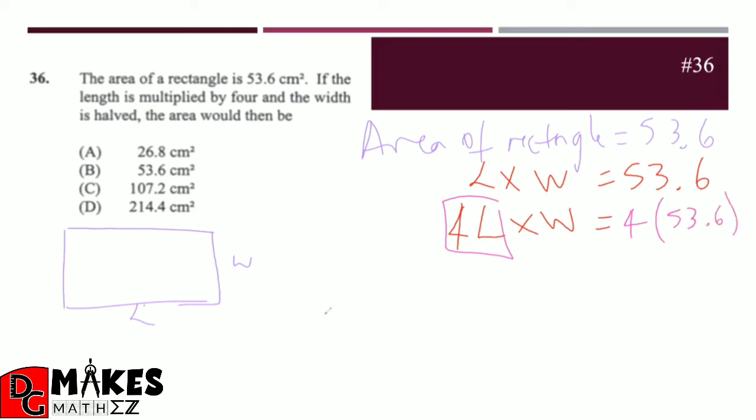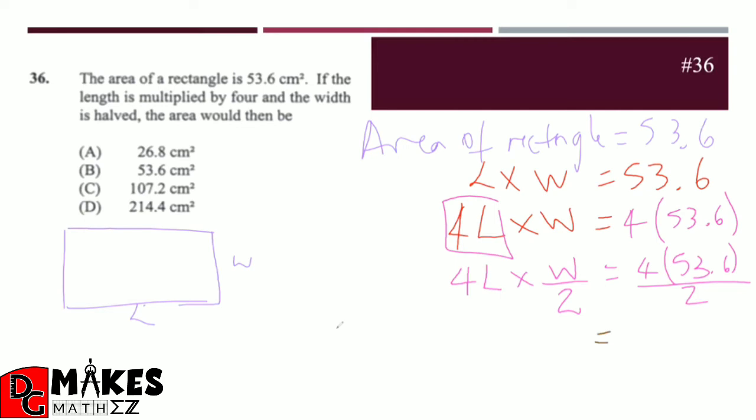Simple. But now it says the width is halved. So the original length multiplied by 4 now, the width now, I divide by 2. It is now halved, which means my answer as well is going to be affected. My answer is now going to also be halved, divide by 2. Now, if I multiply by 4 and I divide by 2, I can just go ahead and work this out now. 4 times 53.6 and divide that answer by 2.